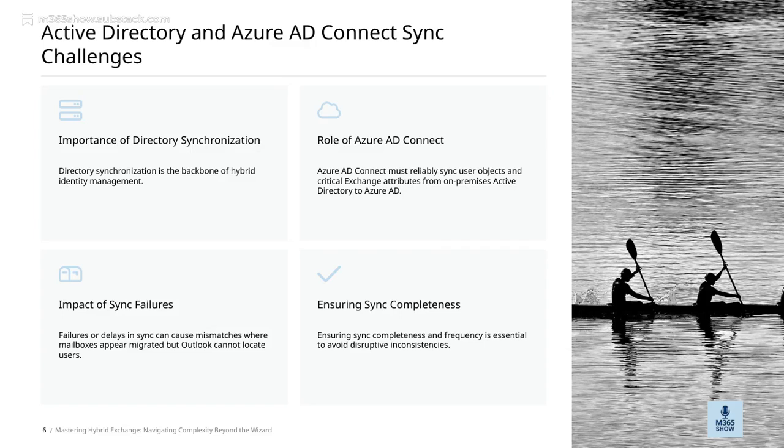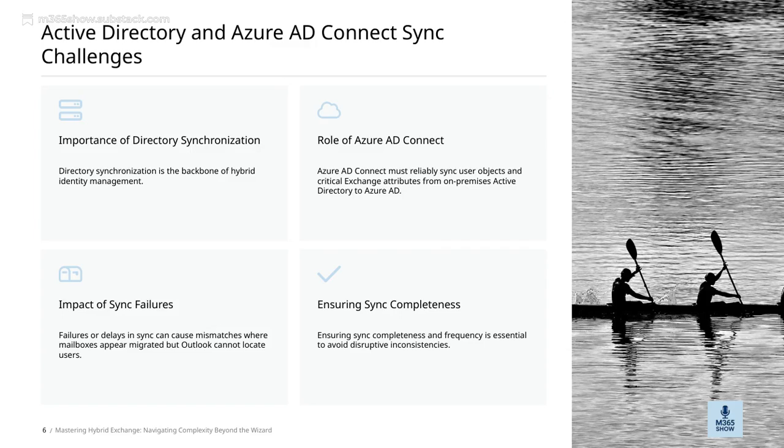This is crucial because any gaps or delays can lead to disruptive inconsistencies. For example, if a mailbox appears to be migrated but Outlook can't find the user, that's a clear sign of sync issues. It's essential to maintain a reliable sync process to prevent these kinds of mismatches.